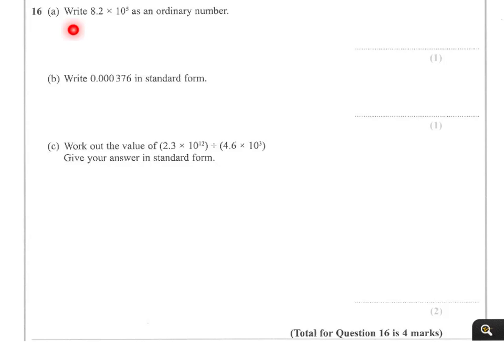So the question asks us to write 8.2 times 10 to the 5 as an ordinary number. So we write the 8.2, and what I often tell students is that the 5 is connected. So if we think the point is here, then after that point there's 5 more numbers. Well, one of them is a 2, so the other 4 will all be 0.